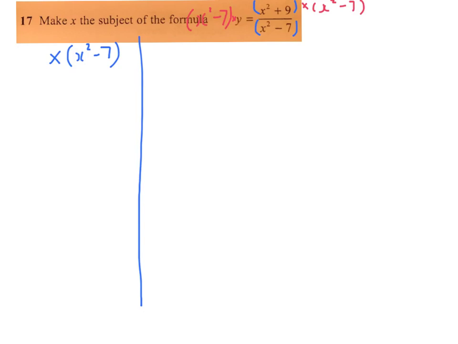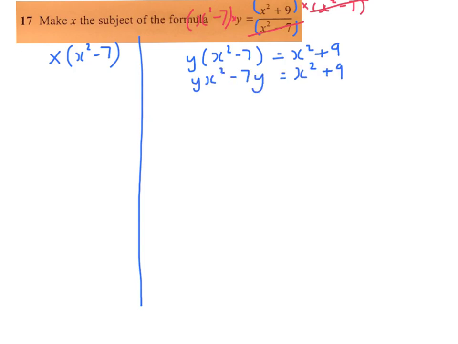So if I multiply both sides by x squared minus 7, obviously on the right hand side those two are going to cancel out to give us this. So now I'm just going to multiply out the brackets on the left hand side. And the general aim here is to get all the x's over on the left hand side on their own, and then everything else onto the right hand side afterwards. So I'm going to start clearing out the left hand side by adding 7y to both sides.